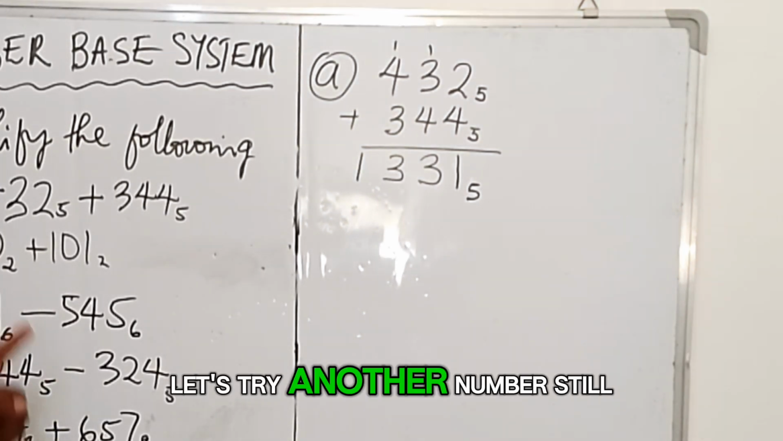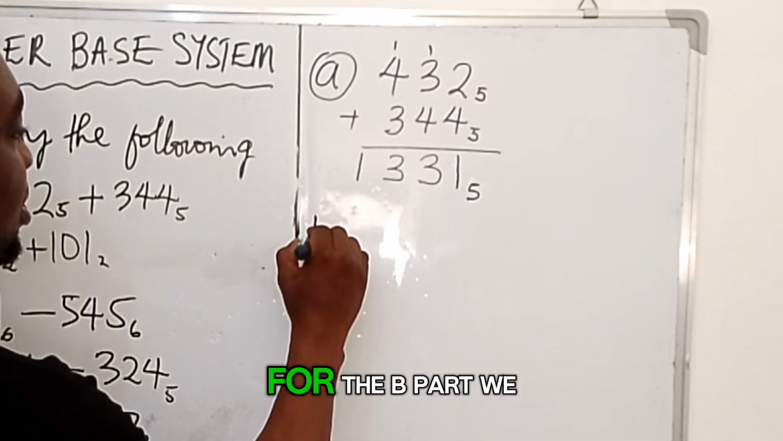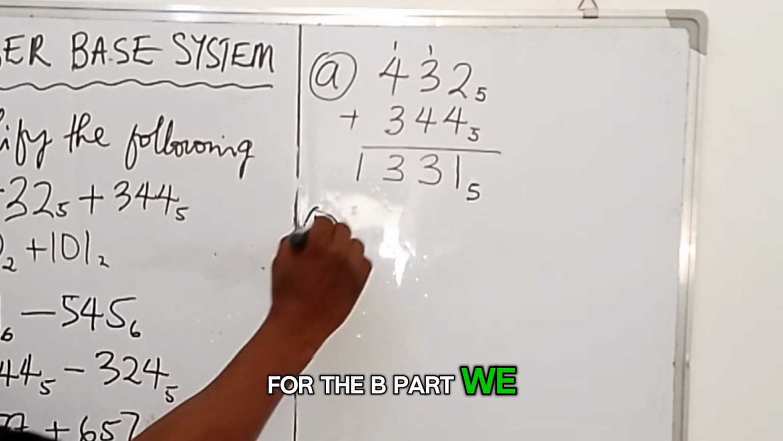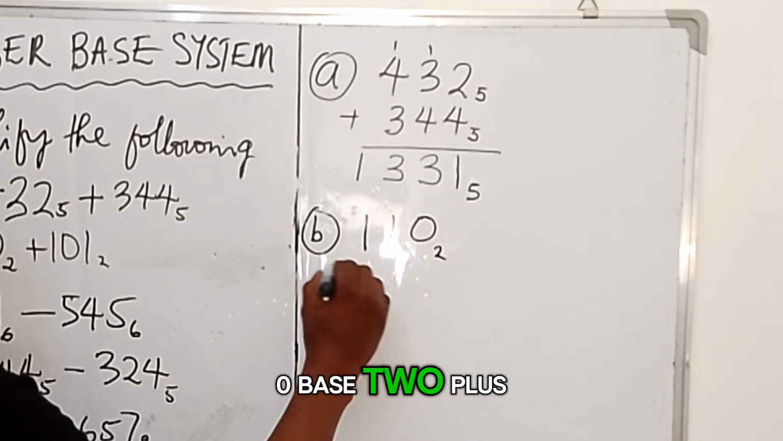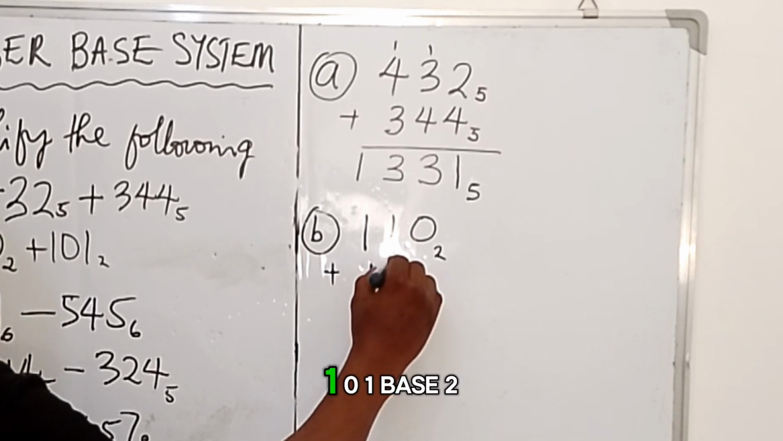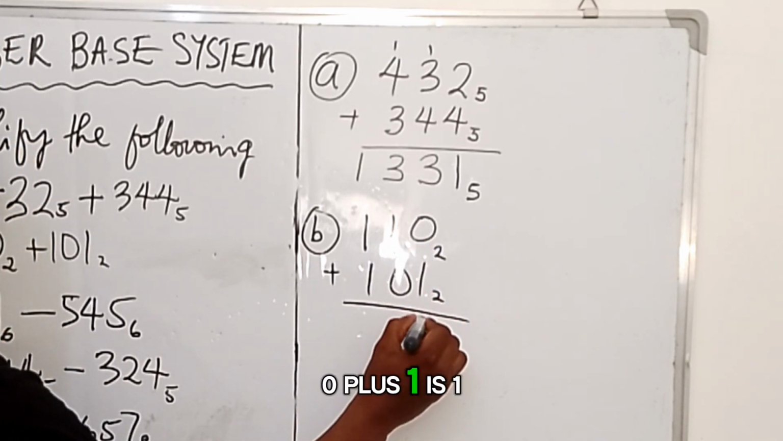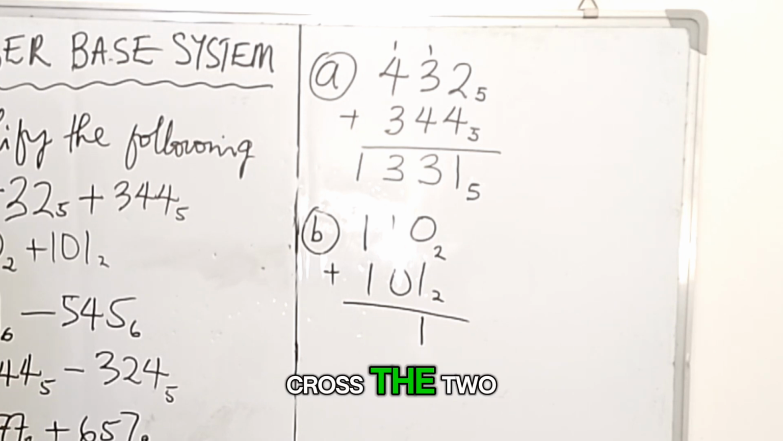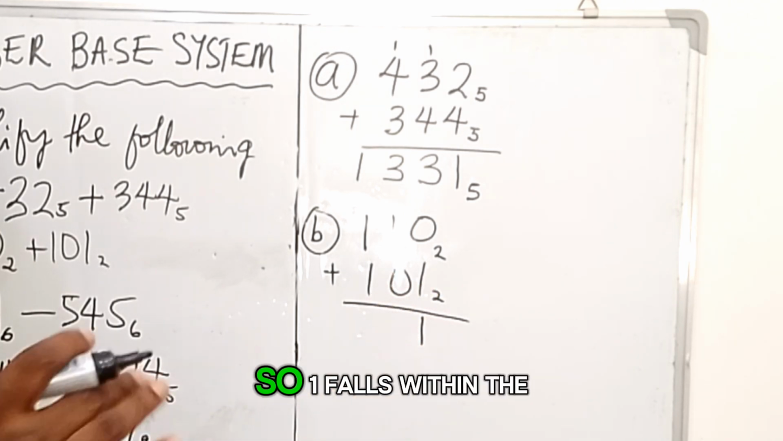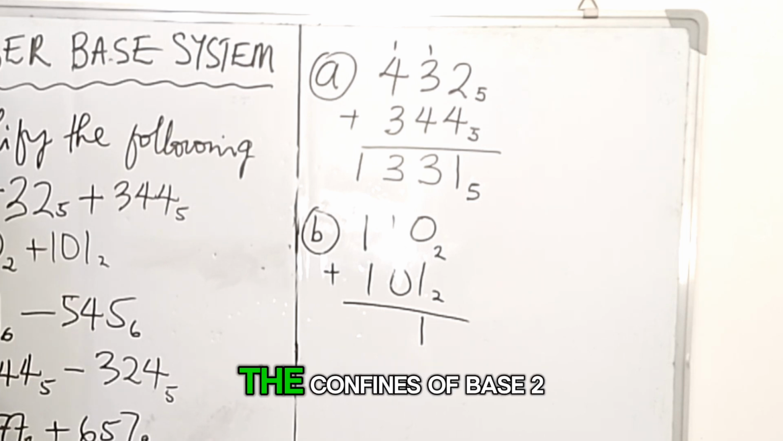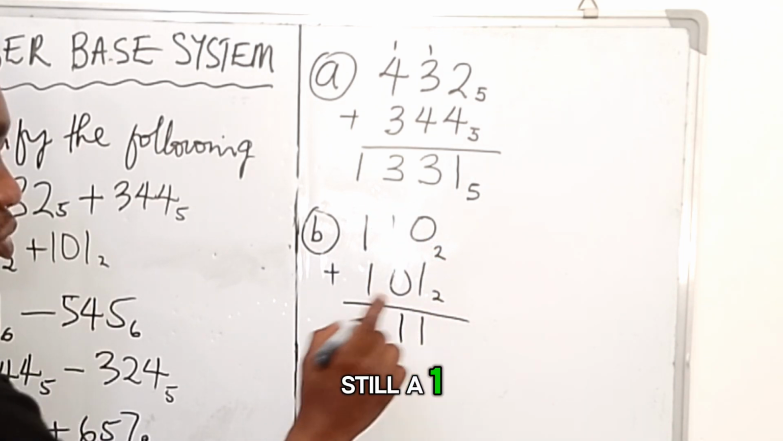Let's try another number, still an addition, and then we'll bring in the subtractions. For the B part, we have here 110 base 2 plus 101 base 2. 0 plus 1 is 1. As far as it doesn't cross the 2, the highest notation or number in base 2 will definitely be a 1. So 1 falls within the confines of base 2. So there is no problem. Then 1 plus 0 is still a 1. We are still good to go.